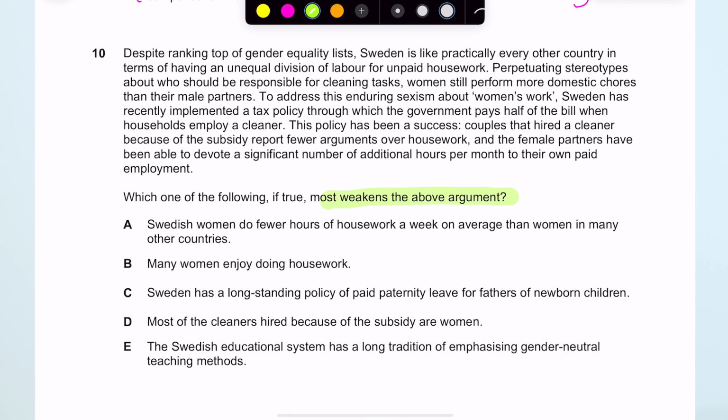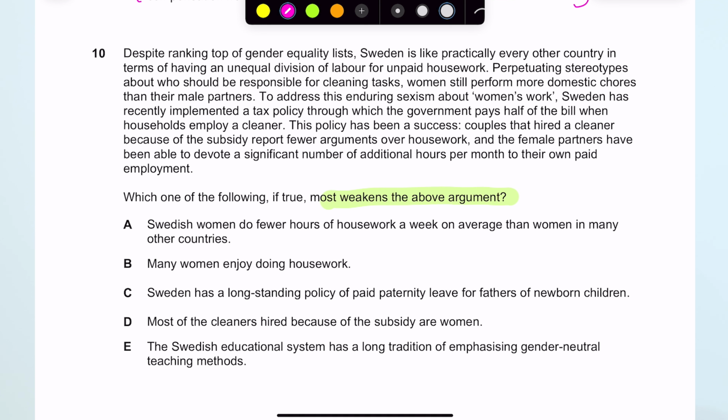Okay, we've got weakening the argument. Now, again, with weakening the argument, it's the same structure, the same thing that you're looking for as flaw and assumption. Main conclusion, find the argument, and then weaken it out of the options. In this case, you do have to read these options really carefully. But again, the points that they use to weaken arguments are so repetitive. If you know one, you know them all, really. So let's find the main conclusion first.